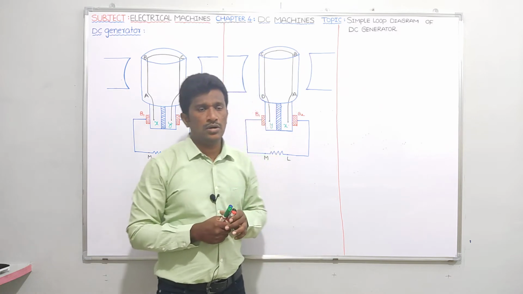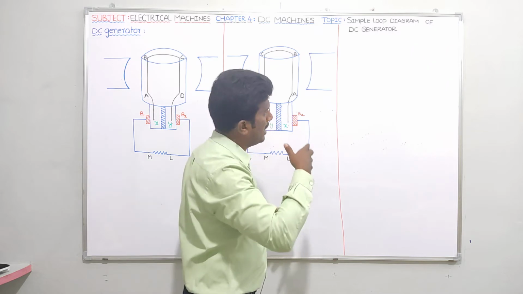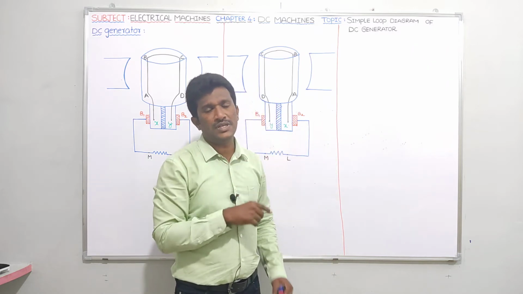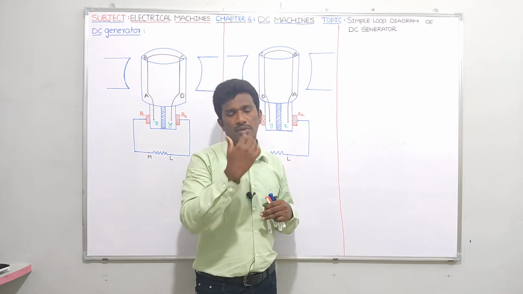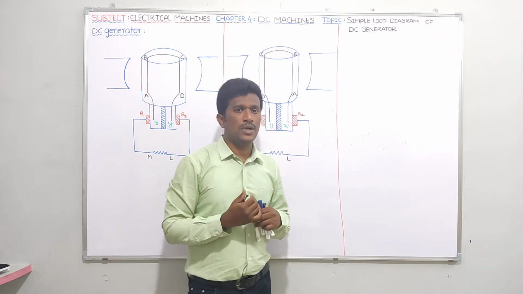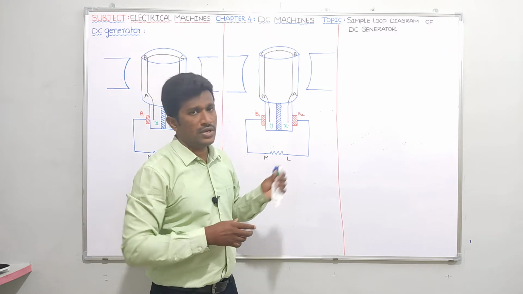And one more thing I told: a cross means the direction of current entering into the board, which I show with the cross symbol. A dot means the direction of current coming out of the board. Please try to watch the basics videos, then come and watch the DC machines video. Then it will be very easy for you.